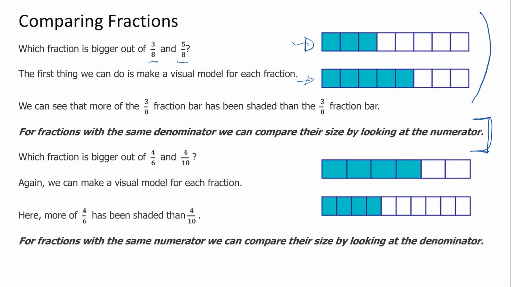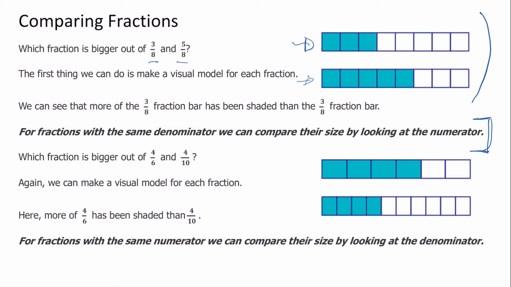What about if that's not true? What about in the second case where we have two fractions, 4 over 6 and 4 over 10? So again, these ones do not have the same denominator. The first denominator is a 6 and the second denominator is a 10. So they're not the same.